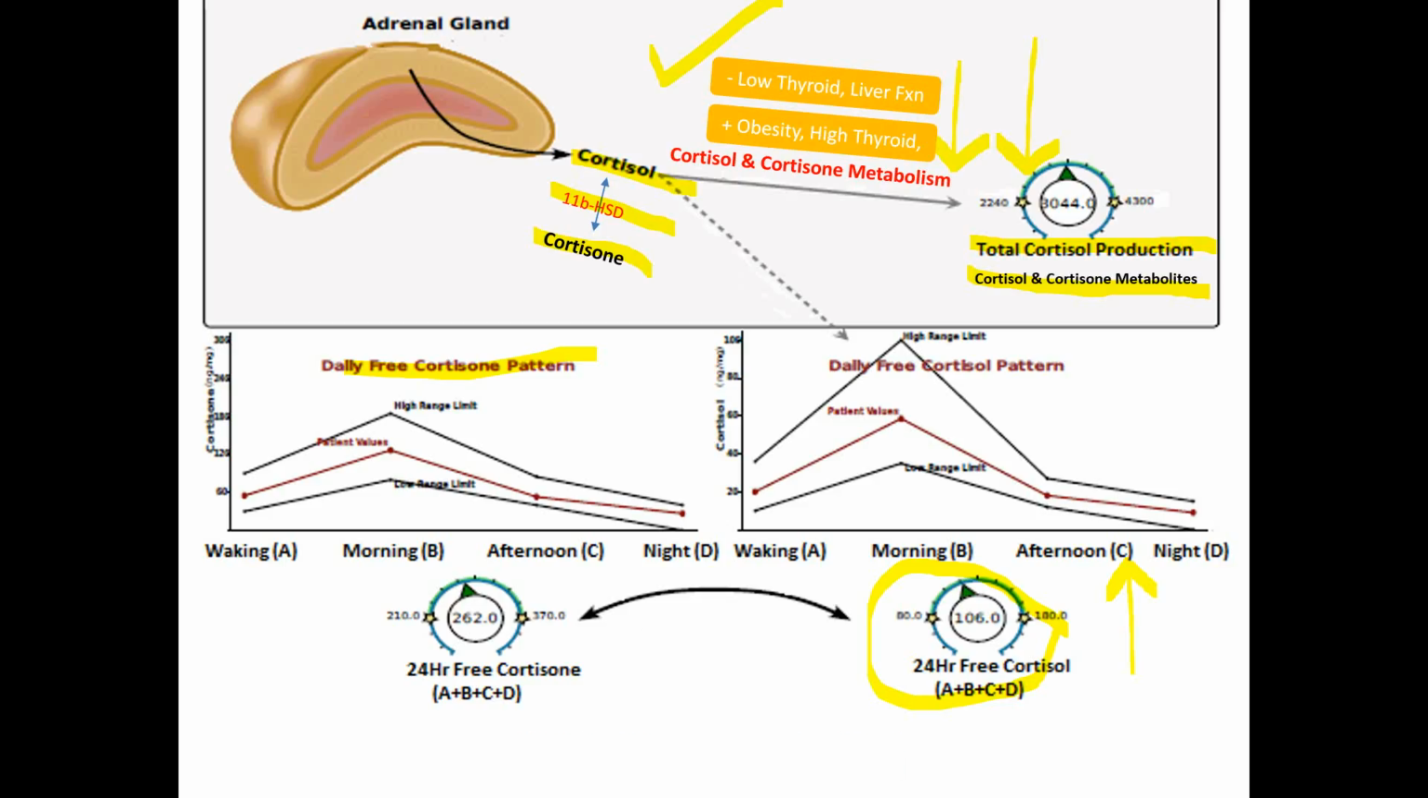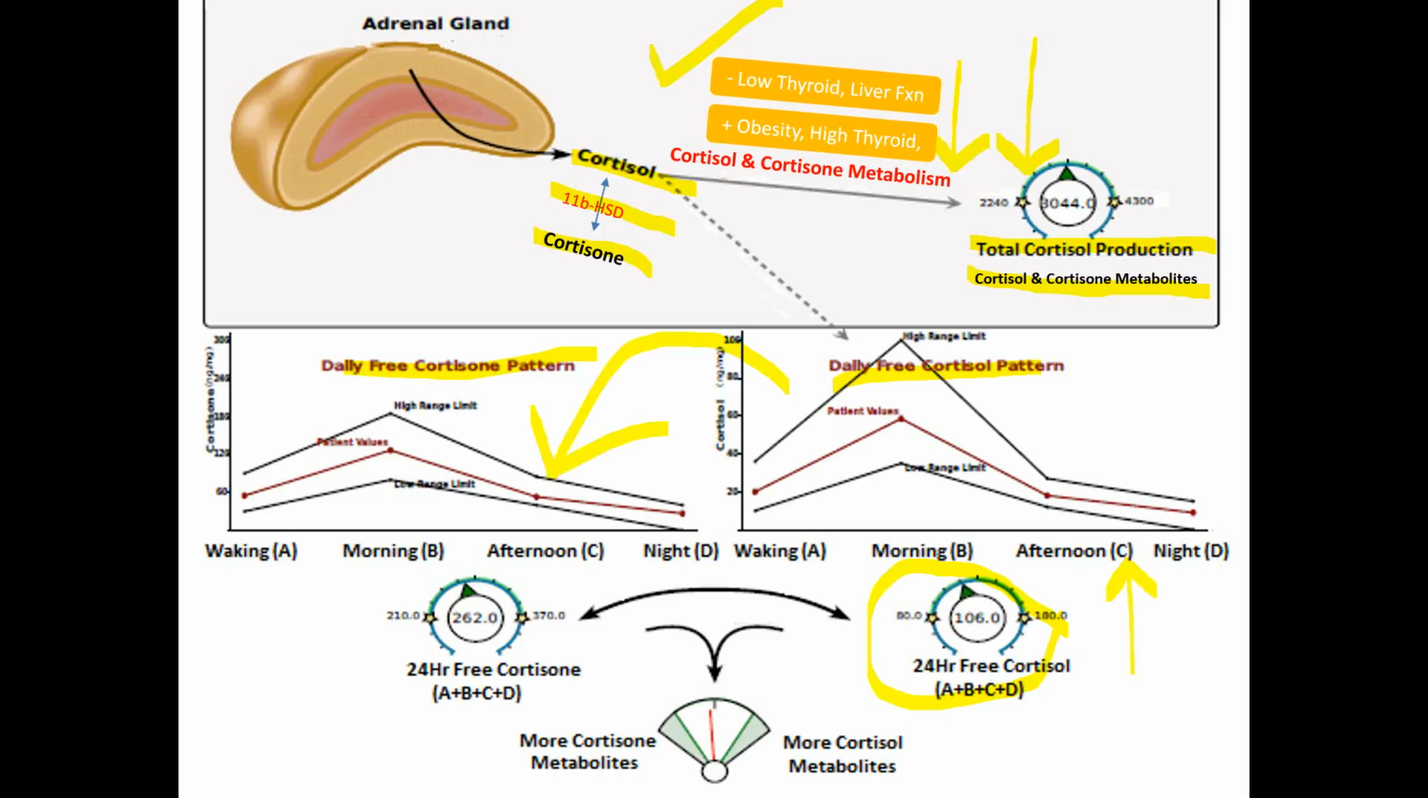The next thing we want to look at is what about the balance between cortisol and cortisone. So cortisol is the active form, cortisone is the inactive form, and sometimes you can get too heavy of a deactivation from cortisol to cortisone. In that case, this marker here would be pointing in this direction because we have more cortisone metabolites. If it's pointing back in the other direction, then we'd have more cortisol metabolites.